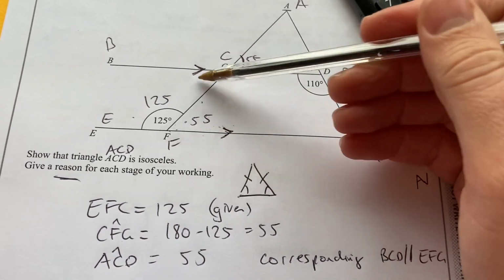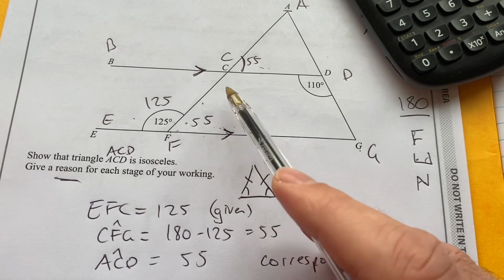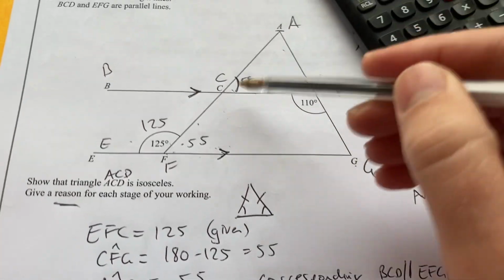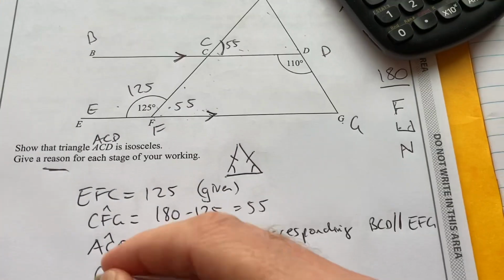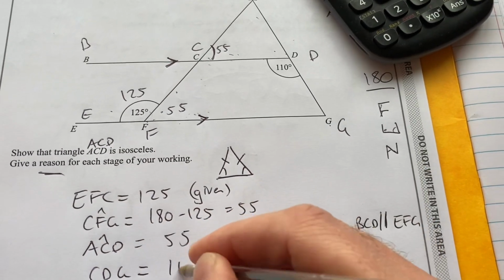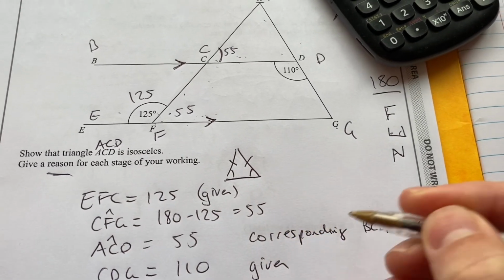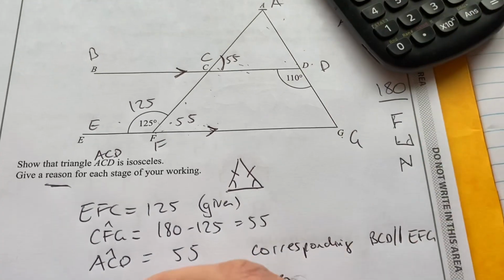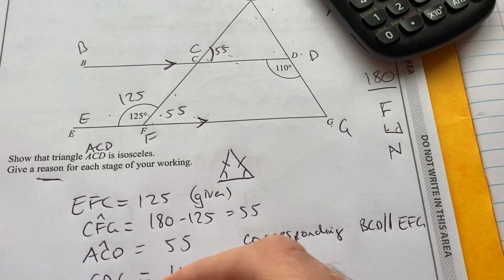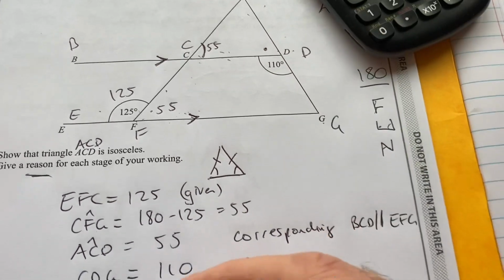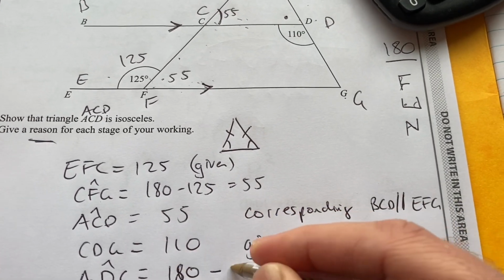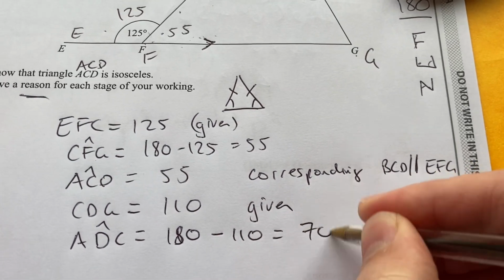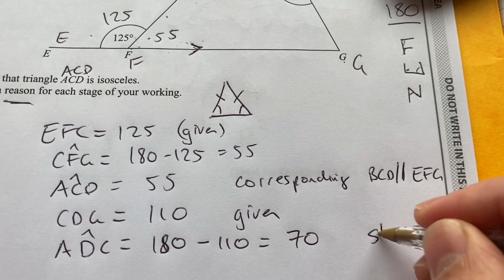I can also see that's equal because that's alternate. But I want to get into this triangle here. Now, they tell us that CDG is 110. That was given, which means ADC is 180 minus 110, which is 70. And that's because of angles on a straight line.